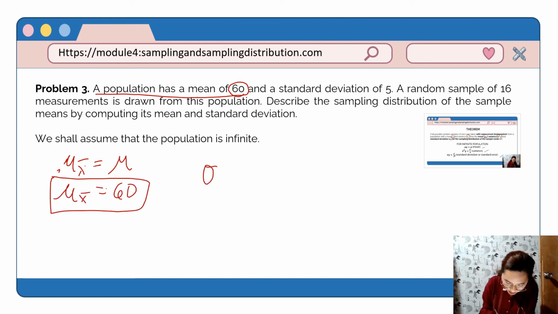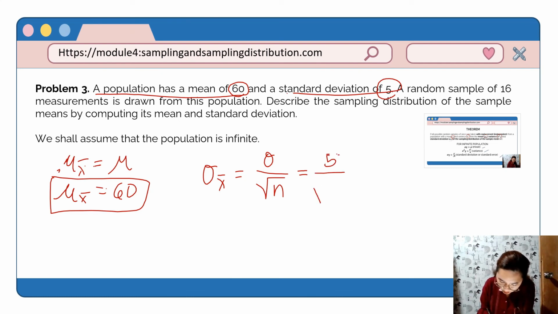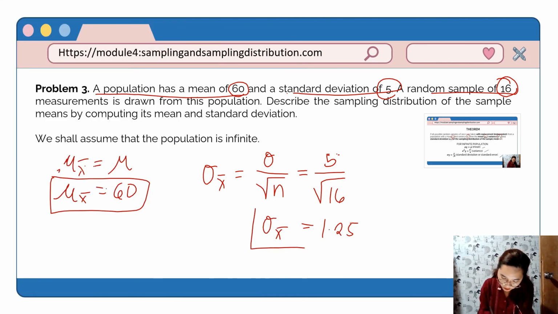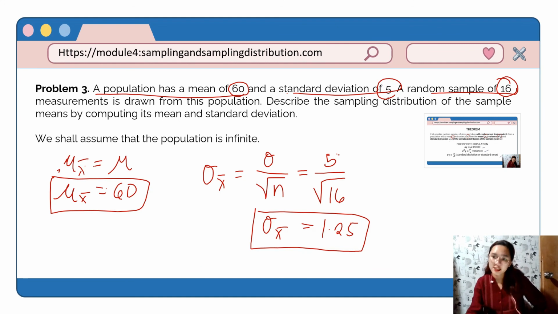While ang ating sample standard deviation naman is equal to the population standard deviation over the square root of n. So, dito, ang population standard deviation po natin is 5. Yan, divided by the square root of, sample size natin is, yan, 16. Compute lang natin, 5 divided by the square root of 16. So, we have 1.25. So, ito na yung ating sample standard deviation. Yan, so, ganun lang siya kadali.